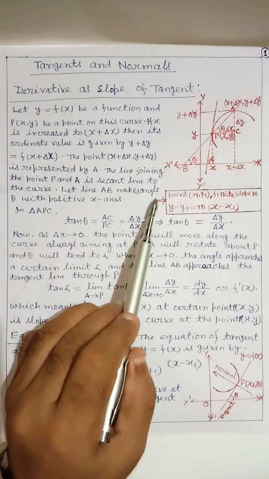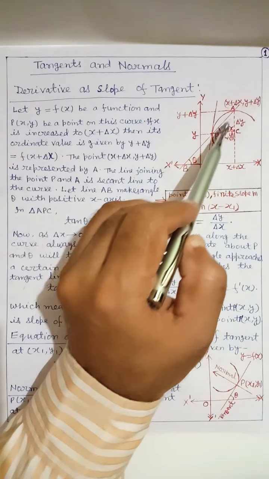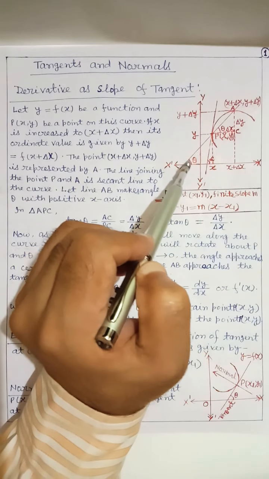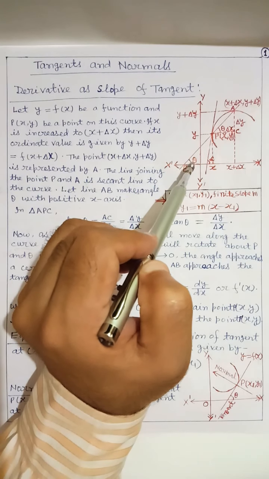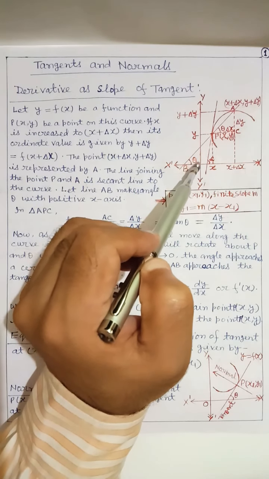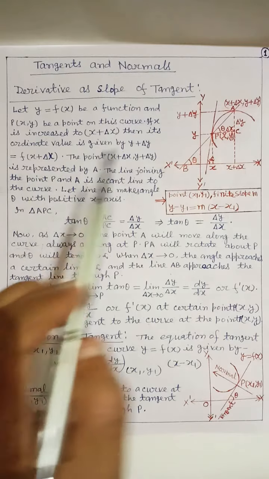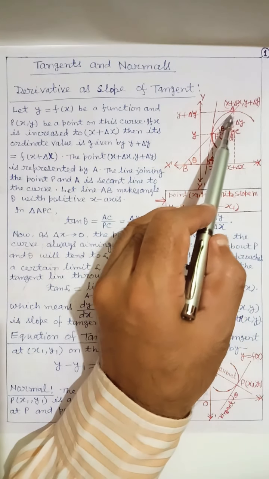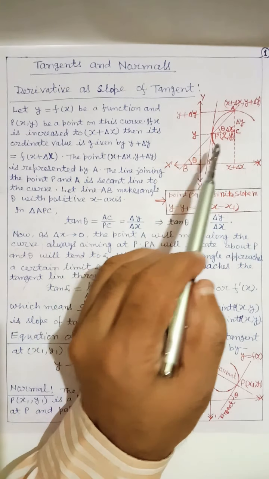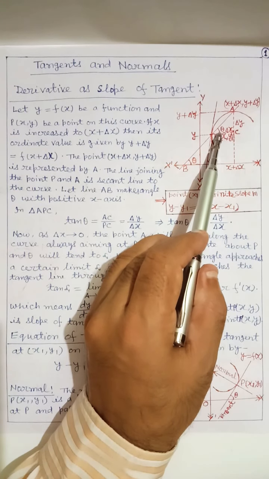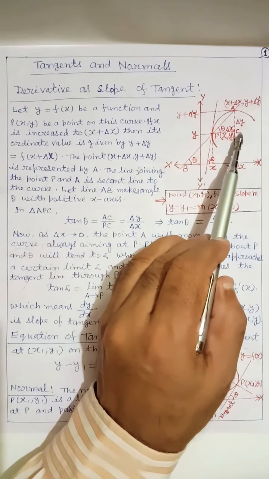The line PA makes angle theta with the positive x-axis. Here this is line PA, which makes angle theta in positive direction with the x-axis. In triangle APC, if this angle is theta, then this angle will also be theta. Why? Corresponding angles.